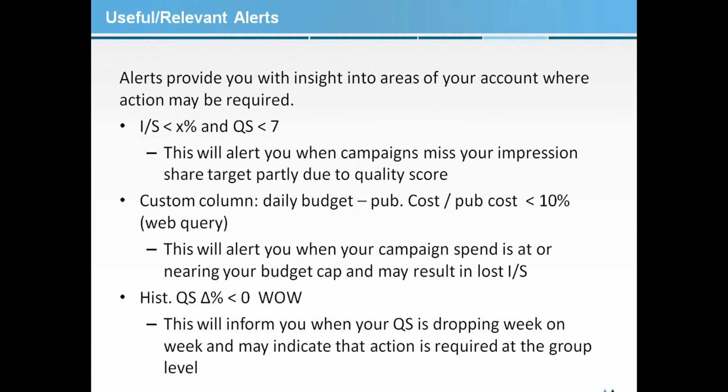The second alert that we're going to run through is a bit more custom. This is with regards to managing your daily budget, and this would involve exporting of some data as a web query. So you'd set up a web query report here instead of exporting to Excel. And effectively what you want to do here is use a calculation or an extra column to just work out the difference between your daily budget and your pub cost. And you'd want to work out whenever your daily pub cost is within, in this example I've used 10%, of your daily budget. So this will alert you whenever your spend is approaching that daily budget limit and you're in danger of losing impression share due to a lack of budget.